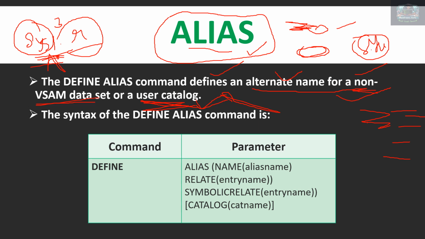Okay, so what is the syntax of a DEFINE ALIAS? While defining an alias, what parameters will you use? There are only 5 parameters for defining an alias. The first one is ALIAS, which you keep to create an alias. The second one is NAME. Whatever name you want to keep, you'll keep here. The third one is RELATE. Another one is SYMBOLICRELATE, and CATALOG, where you mention your master catalog.